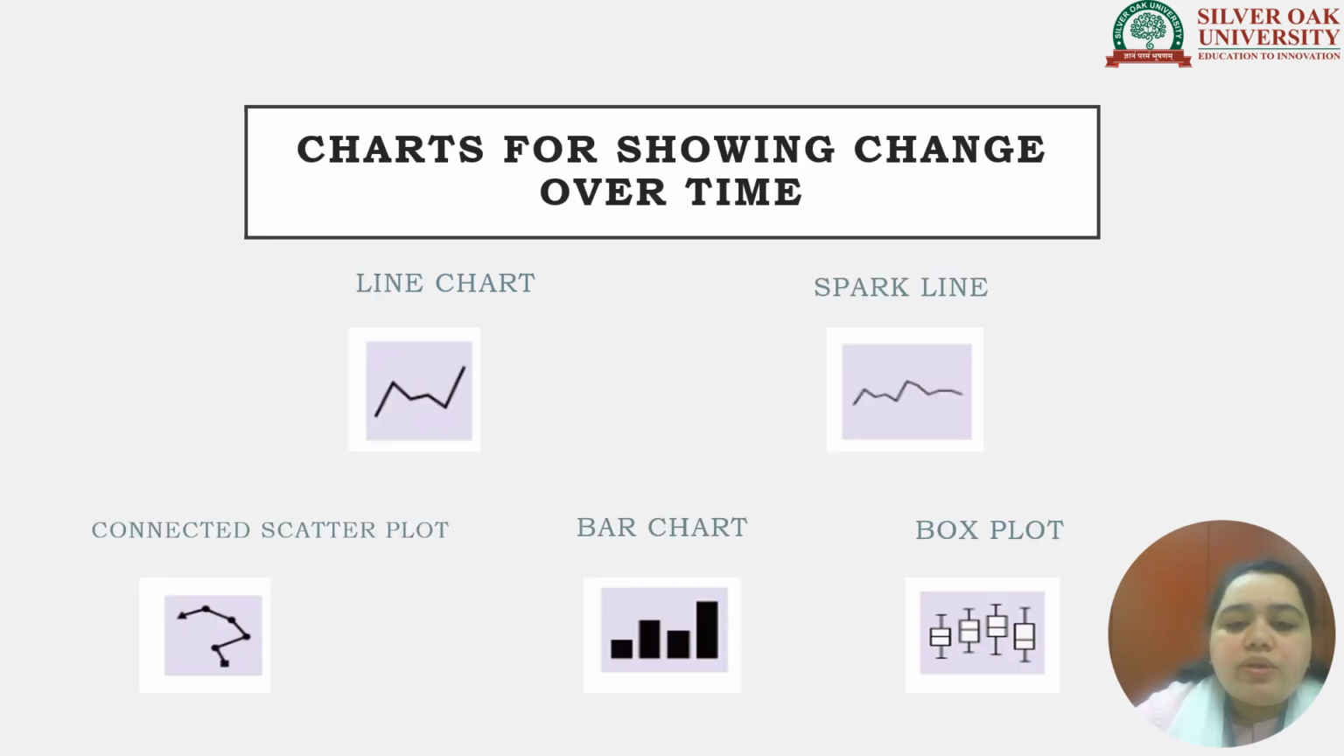Next, talking about charts for showing change over time. One of the most important applications for visualizing data is to see the change in numeric value for a feature or metric across time. These charts usually have time on the horizontal axis moving from left to right with the variable of interest values on the vertical axis.